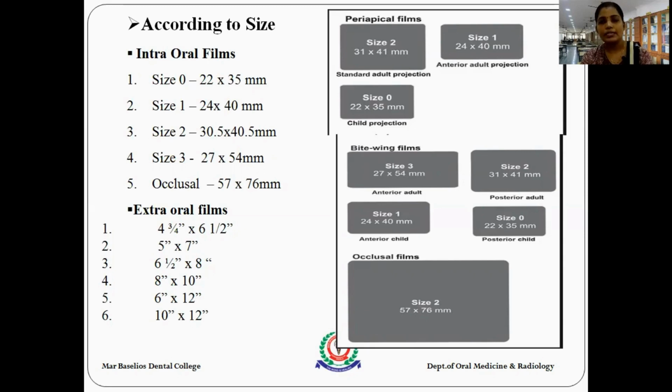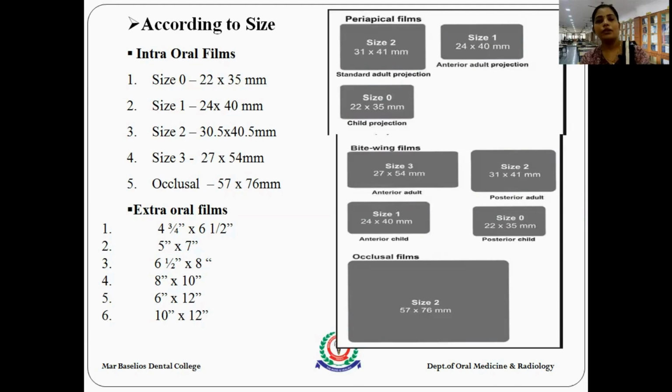And we have various extraoral films which are available in different sizes ranging from 5 into 7 inches, 6.5 into 8 inches, 6 into 12, 8 into 10 inches, and 10 into 12 inches. So these different sizes of the extraoral films are used for different extraoral radiographic techniques.